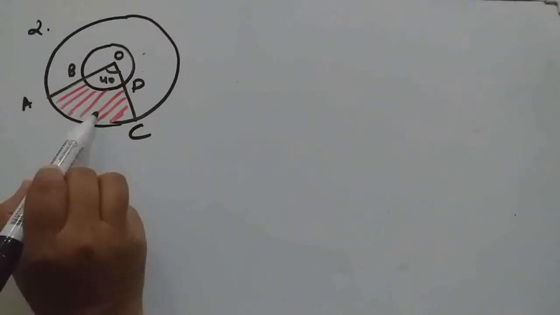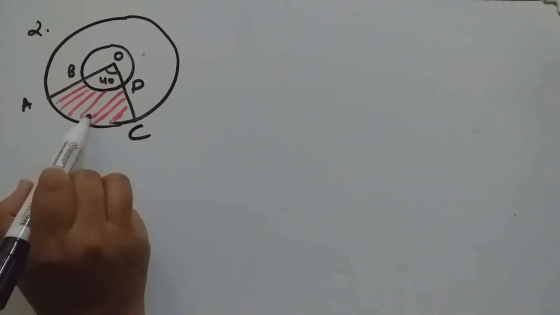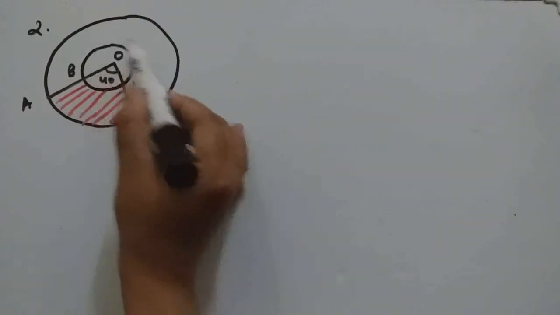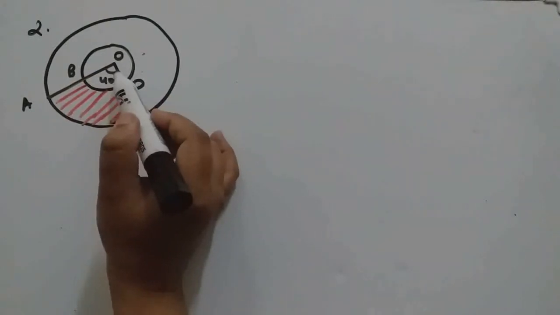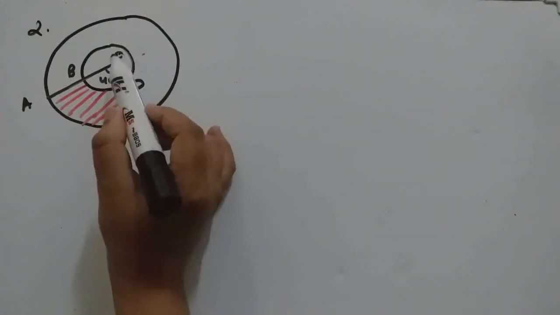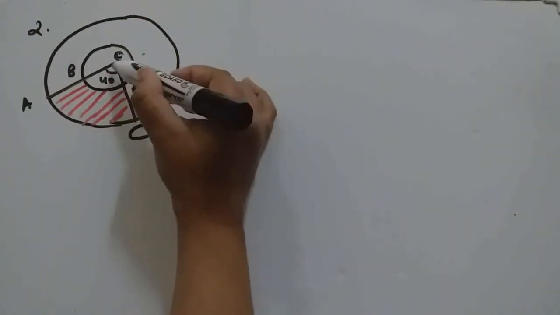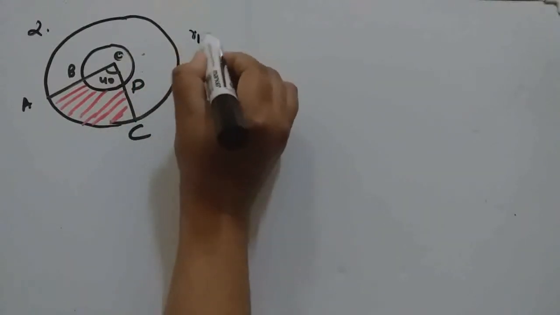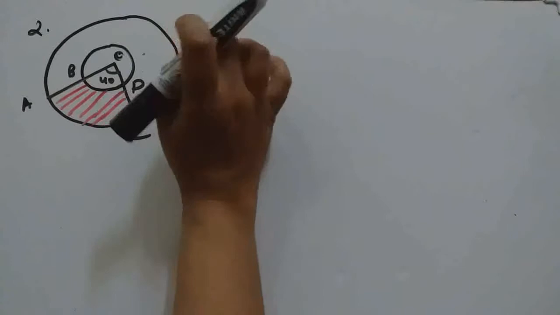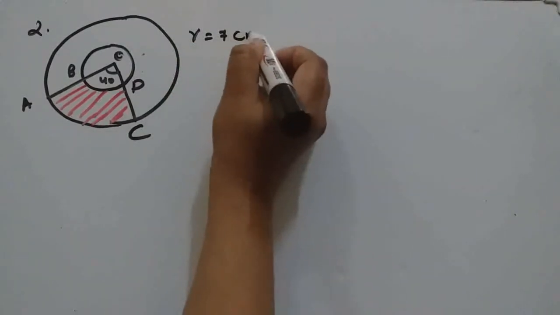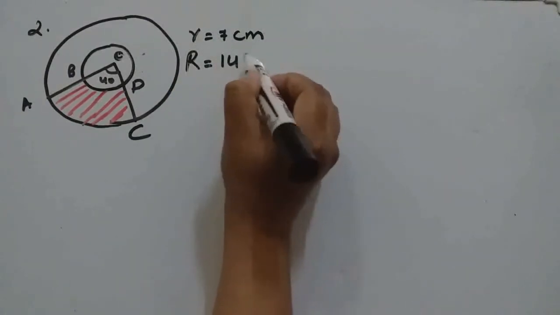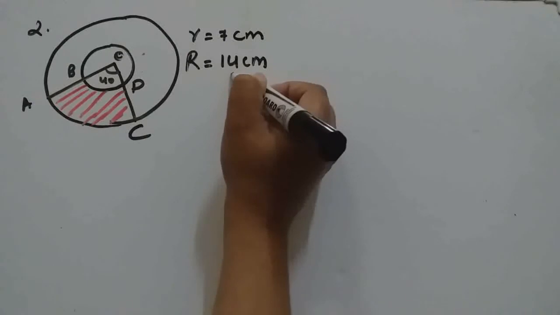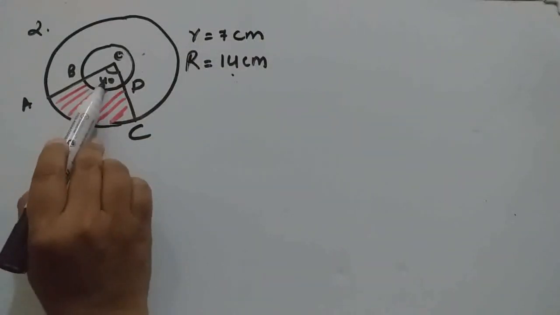Question number 2. Find the area of the shaded region. This red shaded area we should find. If the radii of the two concentric circles, means both have the same center O, are 7 centimeters, so the smaller circle is, suppose, r is 7. Small r for the radius of the smaller circle, and capital R means the radius of the greater circle, which is given as 14 centimeters, and this angle is given as 40 degrees. So this we should find.